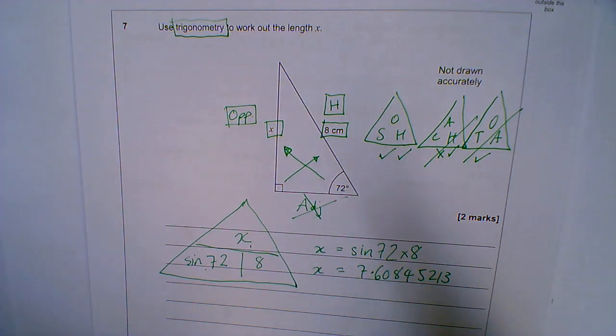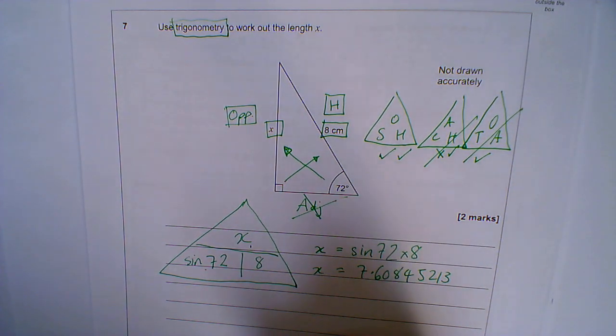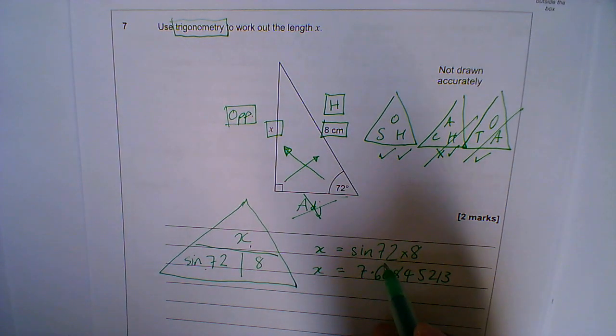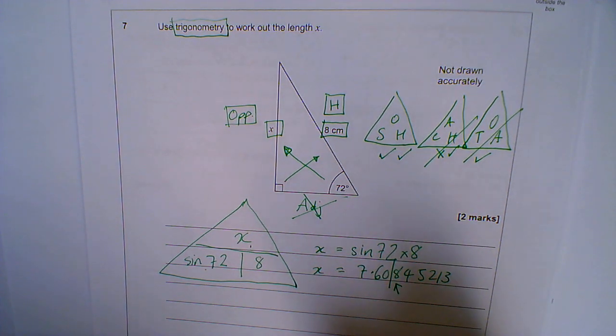Now I look at my question, it doesn't ask me for anything, and we've already seen from the mark scheme we can write 7.6, so let's use one decimal place. 7.6, or 3 significant figures as well you can use as a rule of thumb. 3 significant figures would make it 7.61. That's my answer.